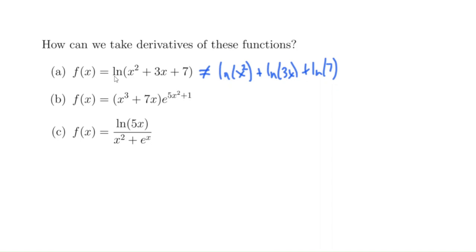Logarithms don't work that way, right? You can't just distribute the logarithm like this. Log of a sum is not equal to a sum of logarithms. That doesn't work. So how could we take the derivative of this? Well, we'd have to use something called the chain rule, which we'll learn about in the next module.